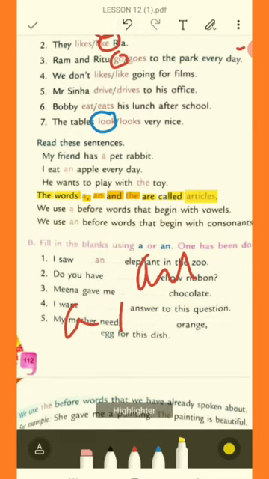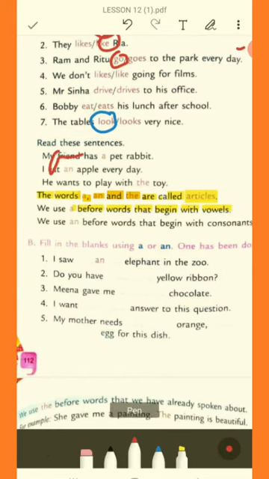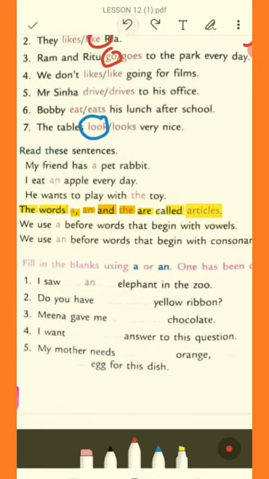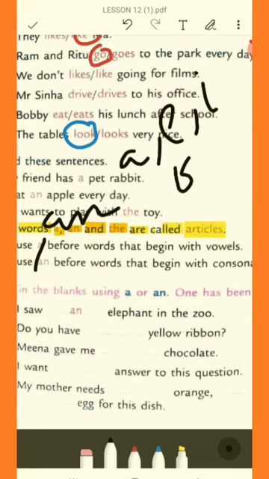Always remember another important note. We use a before words that begin with vowel. I've already told you, right? Any word that begins with A, E, I, O, U, we use what? Here is a printing mistake, I'm telling you. It should have been, we use an before words that begin with vowels. So vowels are basically A, E, I, O, and U, right?